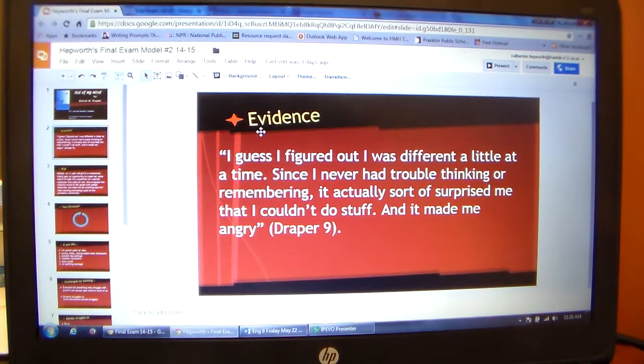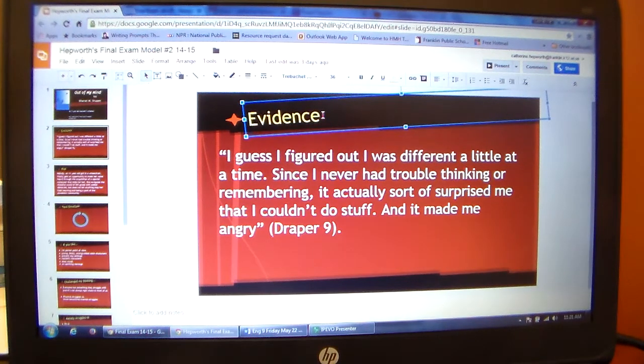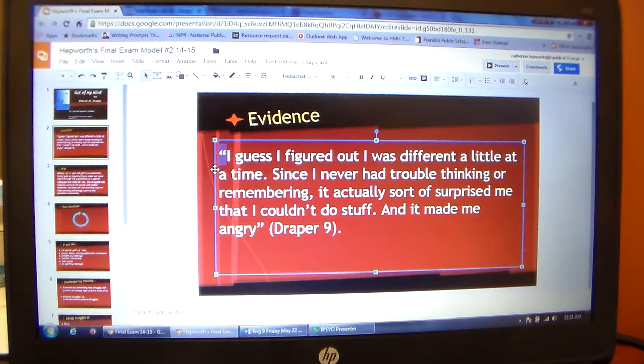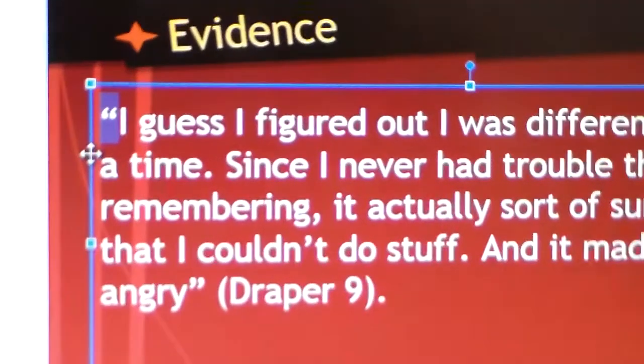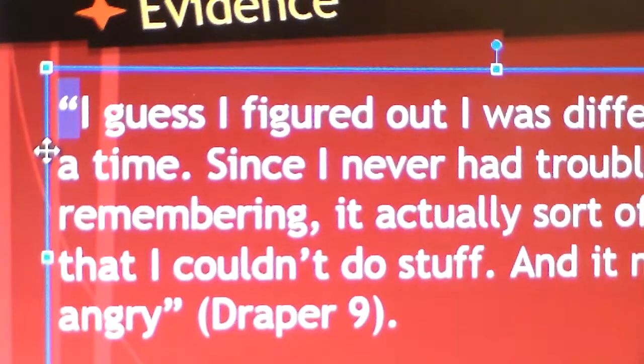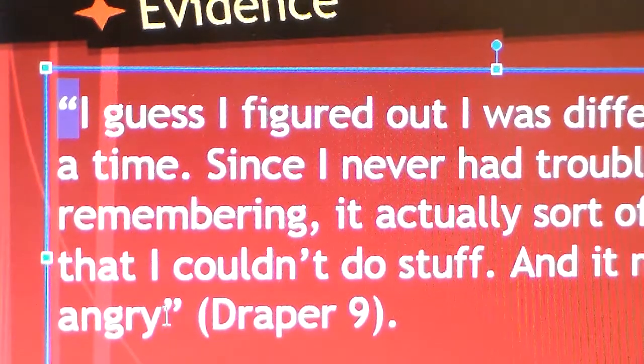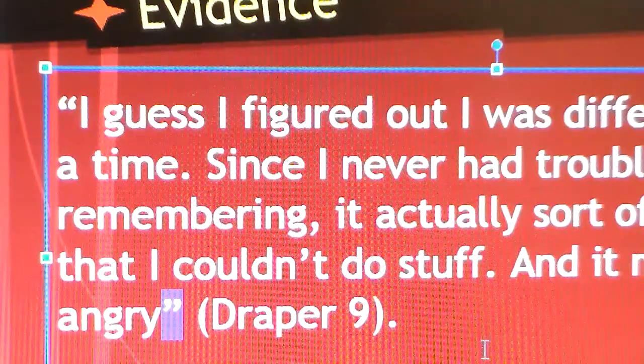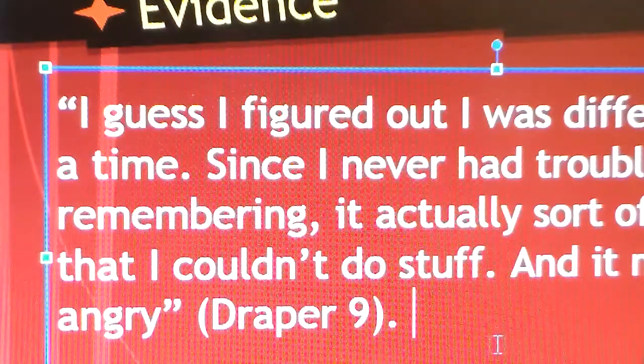What you should notice first and foremost, I just very clearly labeled it evidence. You don't have to, but I wanted it to be obvious that I was taking things from the book. Next, I have quotation marks because it's a direct quote. I have ending quotation marks because that's where the direct quote ends.